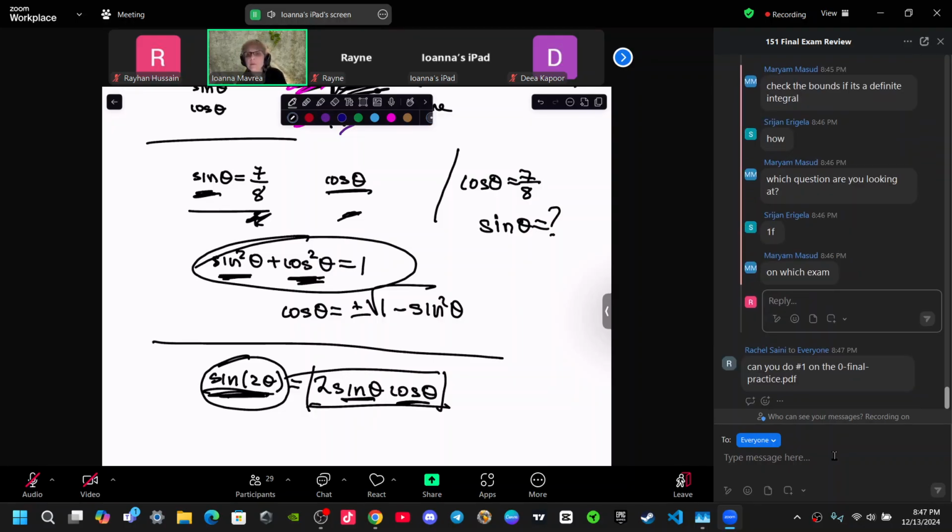Right, so problem 11, definitely about graphing.